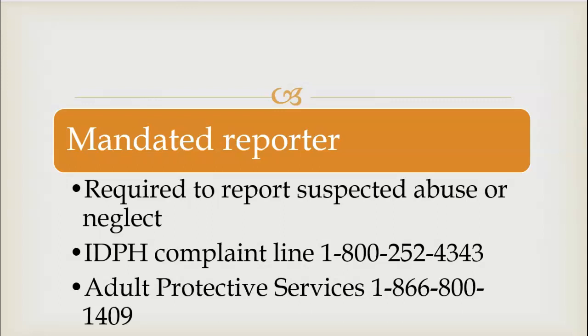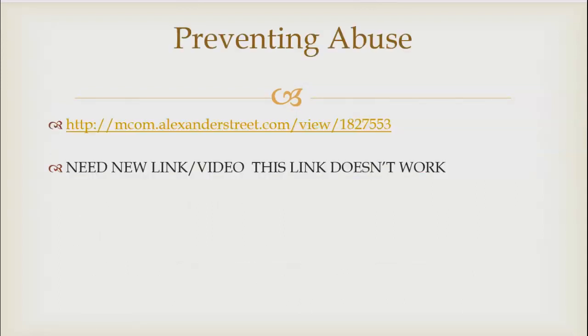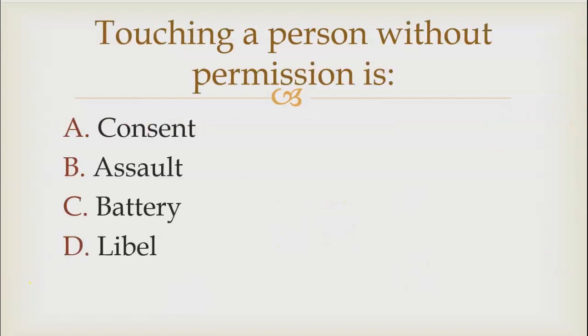And then there's Adult Protective Services. So if you suspect there is abuse or neglect going on in a home, the person's not in a facility, you can call this number, and it's 1-866-800-1409. When you are reporting abuse, you will want to make sure to give demographics on the resident, and you can be anonymous when you report that abuse.